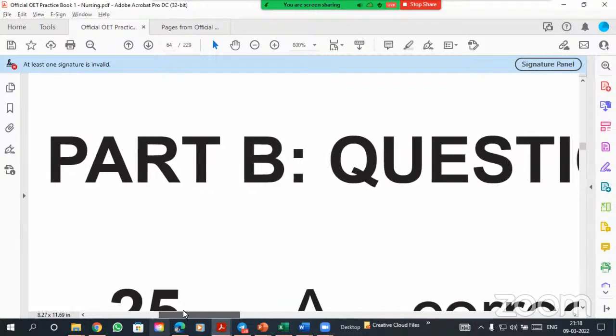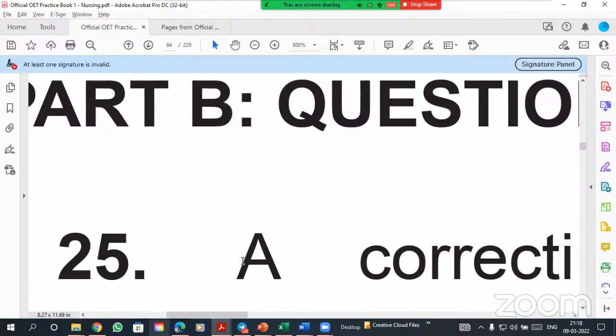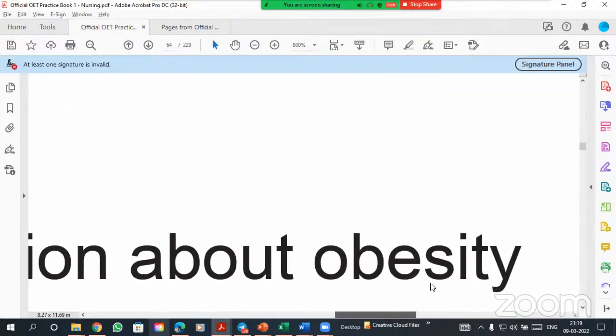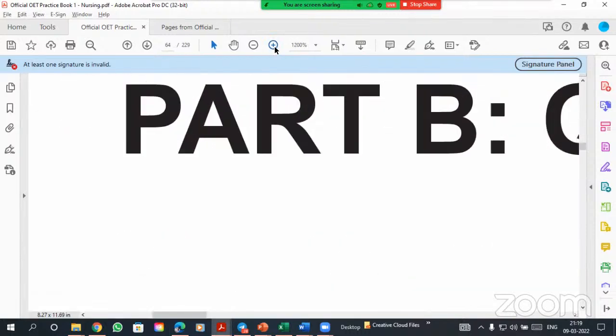25. 25 is A. Correcting patient's misconception about obesity. So 25 is A.